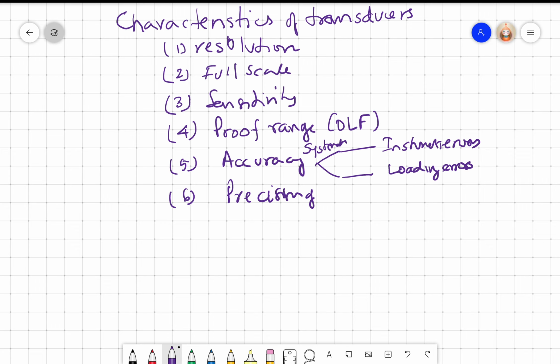When we talked about these transducers, I did not specifically state any of the other adjectives when it comes to resolution or full scale or sensitivity or proof range. We call these static characteristics. That is, input is constant and you define the input output relationship in that sense.